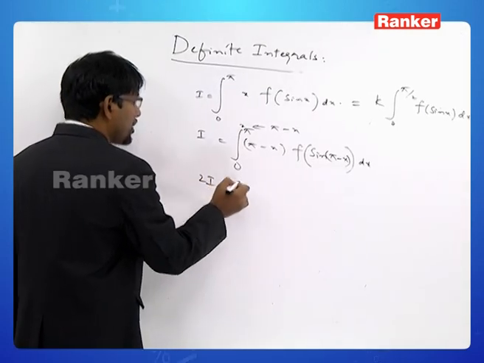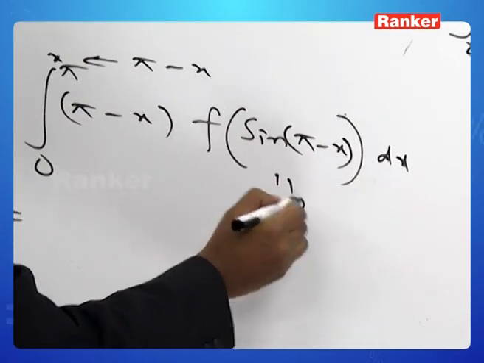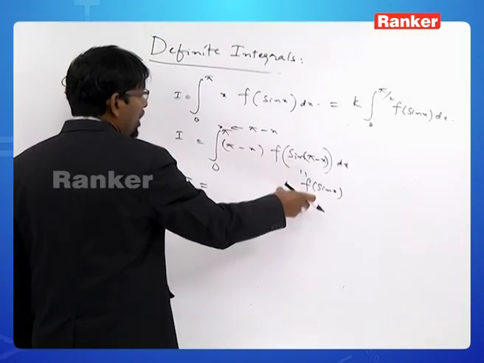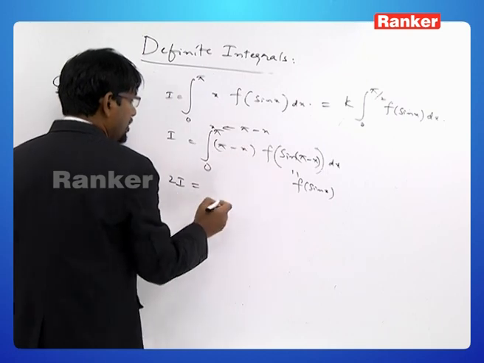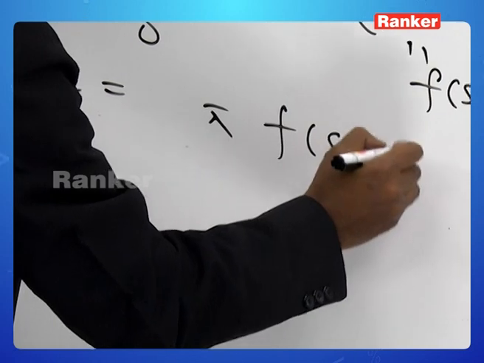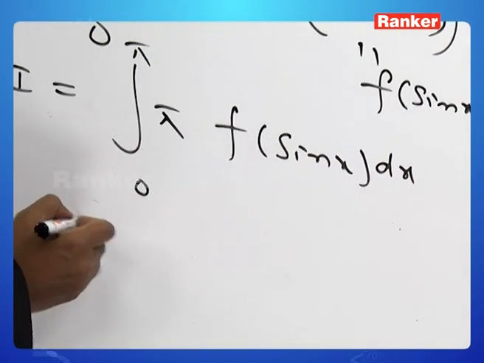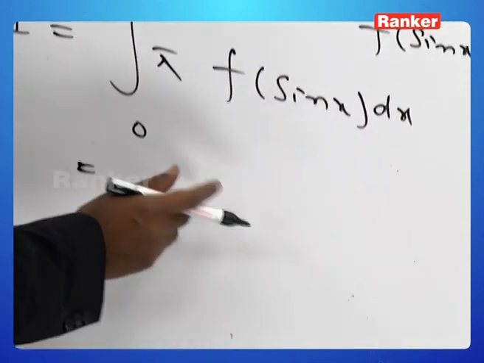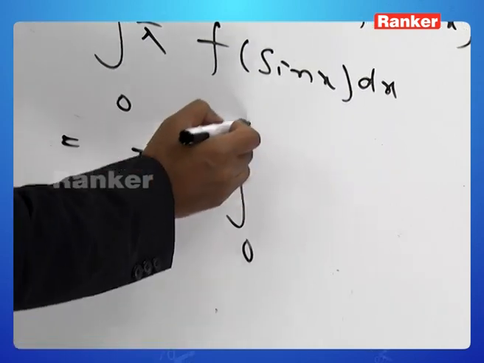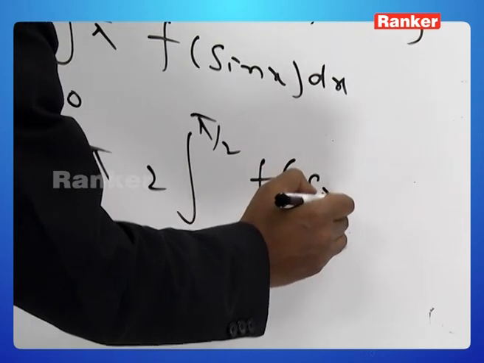Now let's add these two. We get 2I is equal to f of sin of pi minus x is f of sin x, so f of sin x will be taken common. x plus pi minus x makes it pi into f of sin x dx from 0 to pi. Now this further we can write in the form of pi can be taken out, 2 times the integral from 0 to pi by 2 of f of sin x.